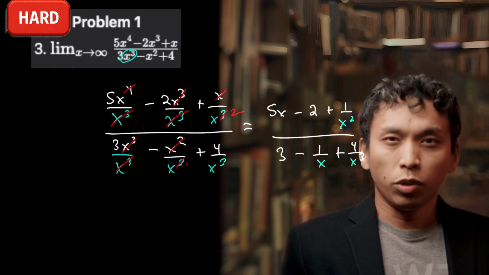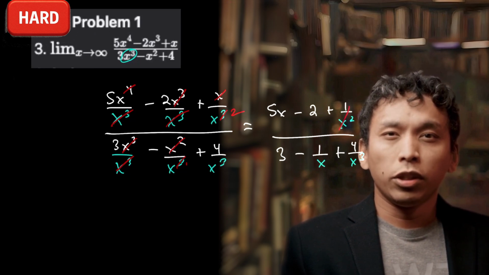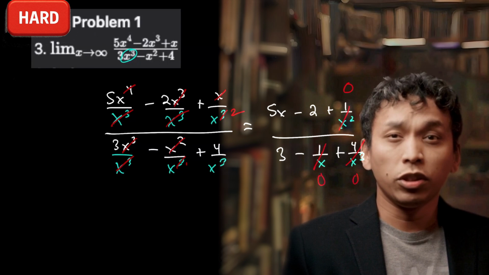So for the denominator, the first term is just 3 minus 1 over x plus 4 over x cubed. And just like before, plugging in infinity, you see that in the numerator 1 over x squared just becomes 0. In the denominator, the 1 over x and the 4 over x cubed become 0. So now we have the function left over, 5x minus 2 over 3.